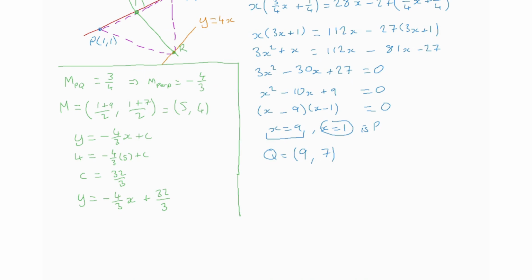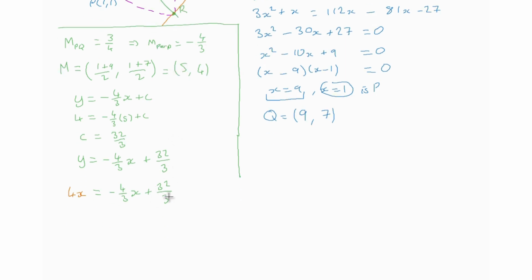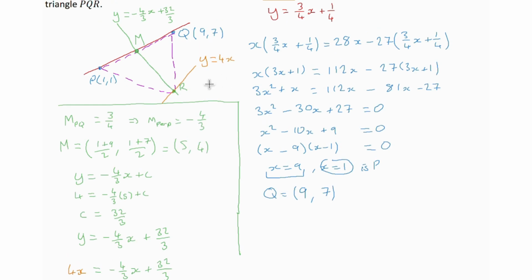Okay, and that is going to be a simultaneous equation. So that is when 4x is equal to minus 4/3 x plus 32 over 3. Multiply through by 3 to get rid of those fractions. Add the 4x. Tells us this happens when x is equal to 2. So R has x coordinate 2.